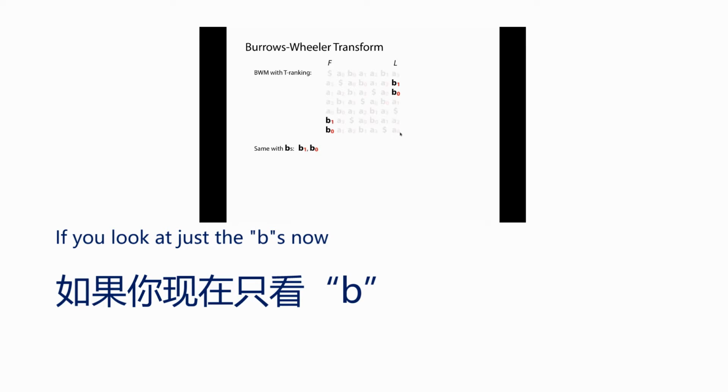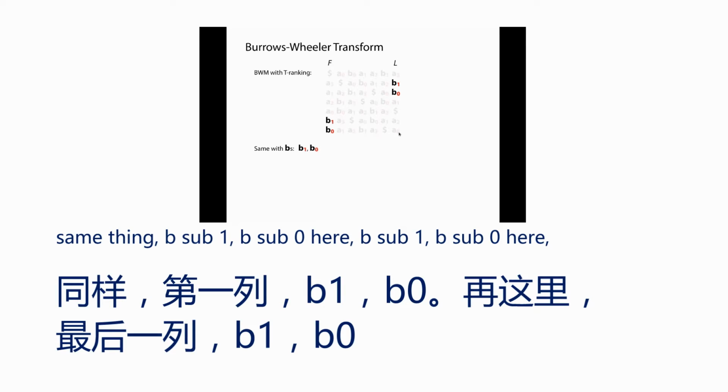If you look at just the B's now, same thing. B sub 1, B sub 0 here, B sub 1, B sub 0 here.